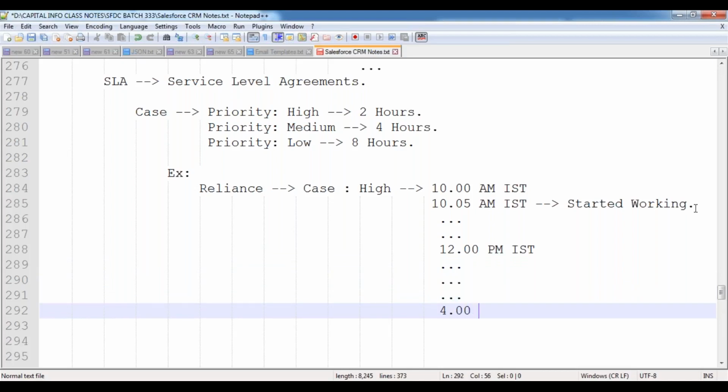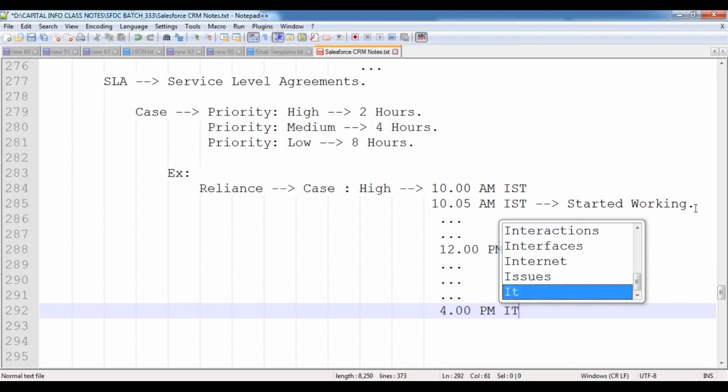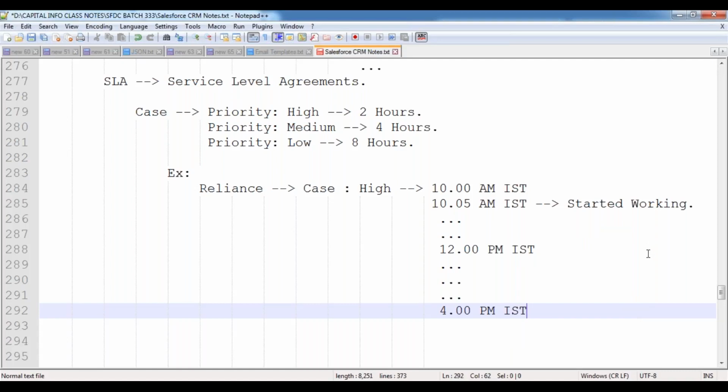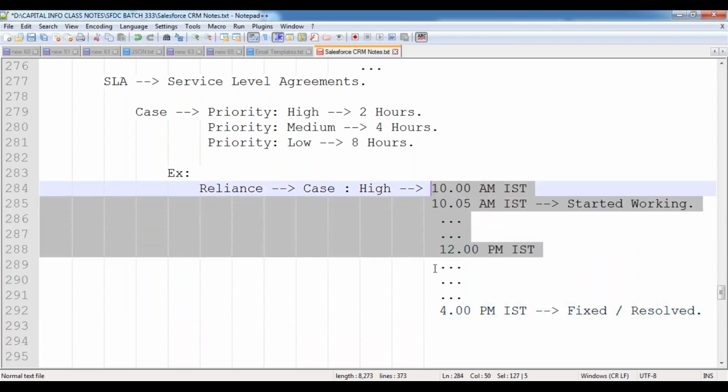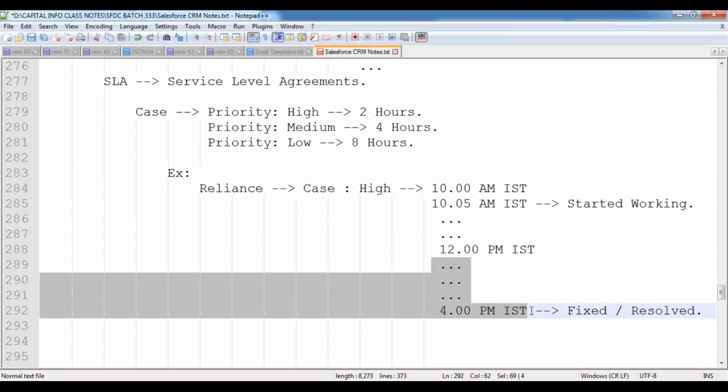Now the time is 4 p.m. Okay, 4 p.m. So now the problem has been fixed, that means resolved. For high priority cases, how much time have they committed as per the agreement? 2 hours. But in this case, what happened? 2 hours are over, and additionally they have taken 4 more hours also.